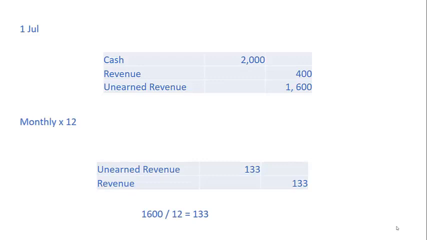Of that $1,600 in unearned revenue, what we'd do is recognise $133 per month of revenue, and that would gradually diminish the unearned revenue from $1,600 down to zero. The $133 per month is simply the $1,600 worth of unearned revenue divided by 12. So that just demonstrates how we allocate revenues across multiple goods and services.